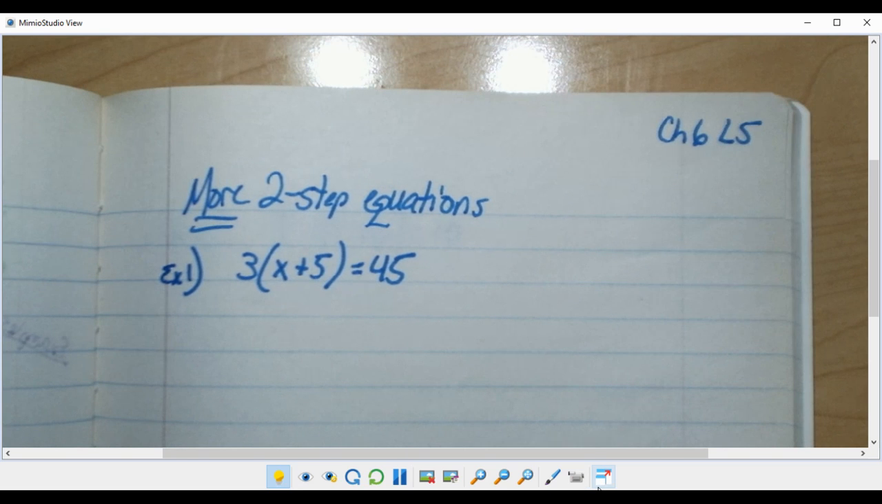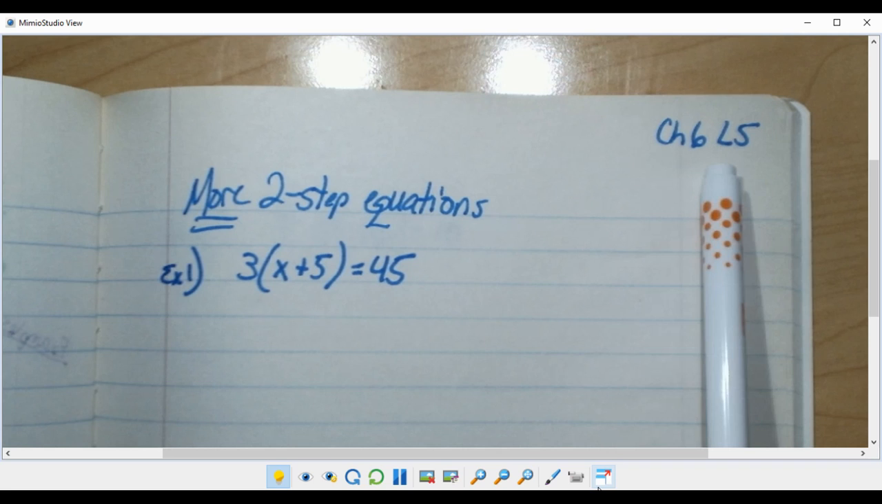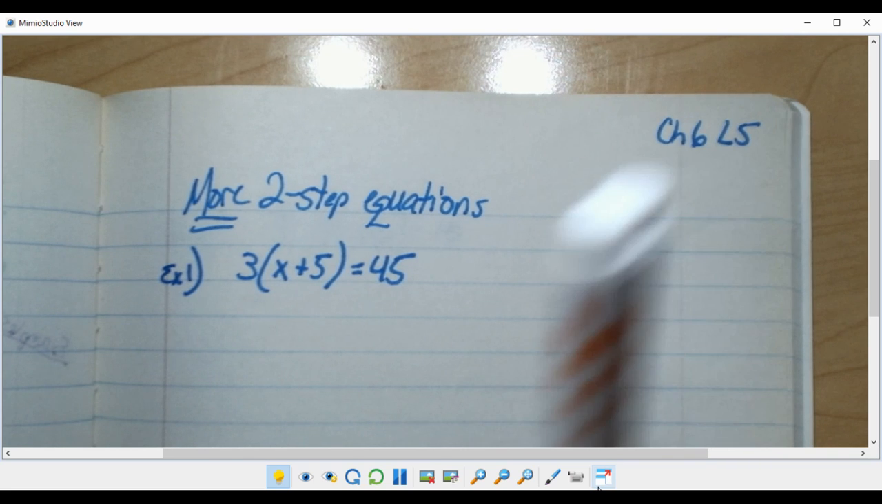So today we are going to continue with more two-step equations. There's still two steps involved, but there's a little bit of a different approach to it because of how they're laid out and what symbols are used. If you need to look something up, this would be Chapter 6, Lesson 5. So I want you to look at our first example.